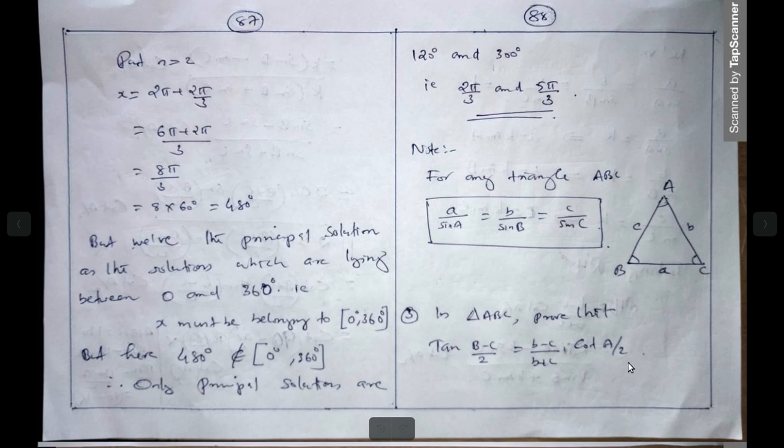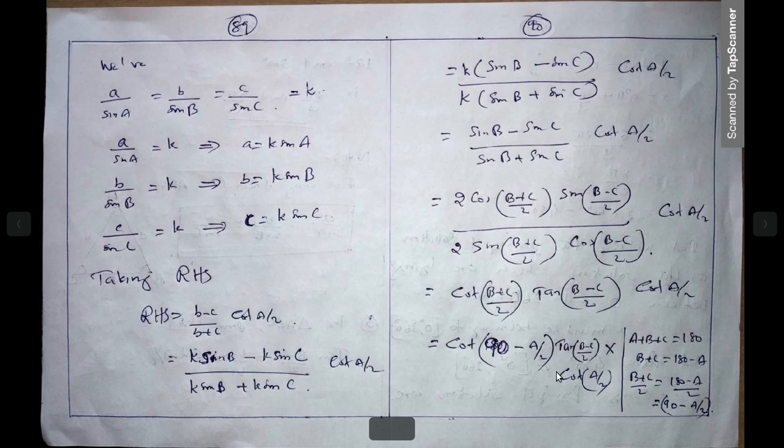Then I am taking the right hand side. After simplifying, we will reach the left hand side. Usually we take the left hand side and finally reach the right hand side, but for this question I am taking the right hand side at first, and finally we will reach the left hand side, tan of (B minus C) by 2. So what is the right hand side? (b minus c) by (b plus c) cot A by 2.